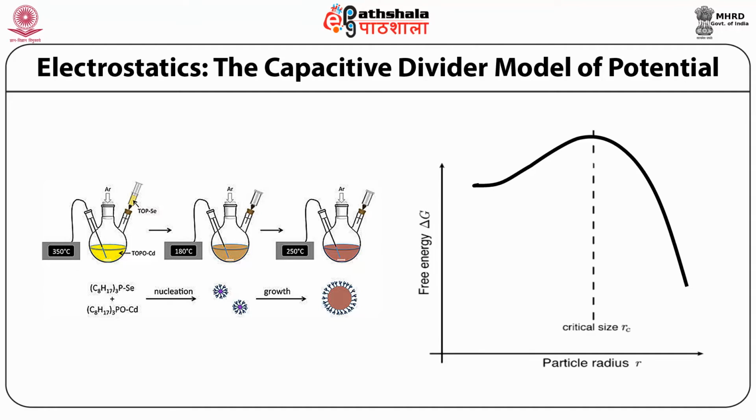In the case of small nuclei, the surface energy term dominates the free energy, whereas for a nanoparticle with a radius larger than RC, the growth is driven by the gain in chemical potential, and the height of the nucleation barrier controls the rate at which the crystals nucleate. So as shown in this figure, first the nucleation occurs at higher temperature, and then at a temperature of around 180 degrees, the growth of the nanoparticle occurs.